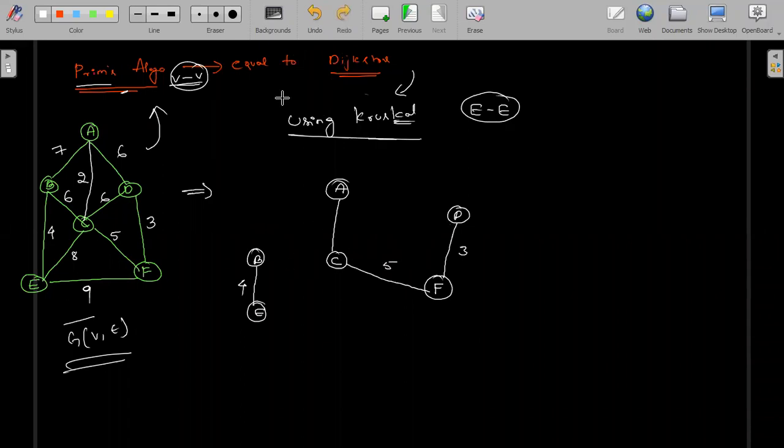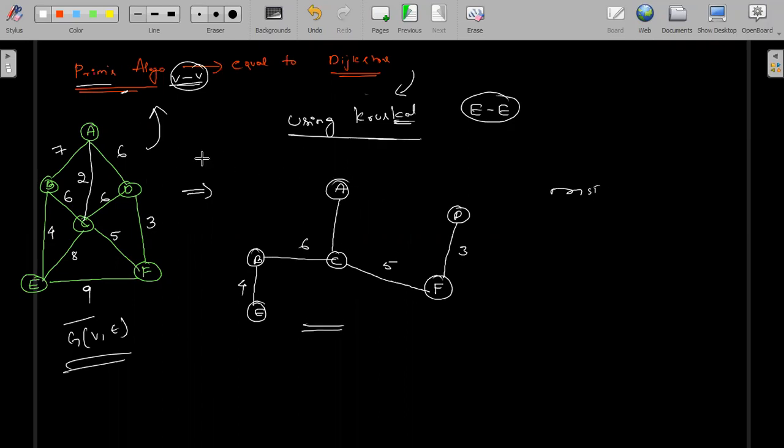Leave it. Don't worry. Again, if I take A to D, does a cycle get created or not? Leave it. Don't take it. One more is there. B to C. See, is a cycle created? No. So this is the MST. Kruskal's MST. So it says that very clearly.